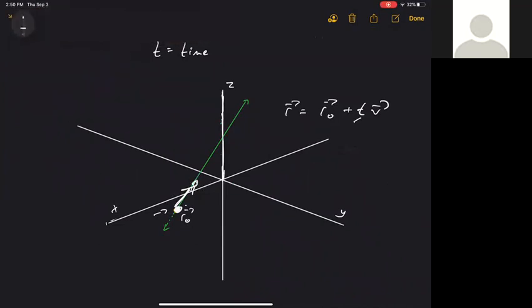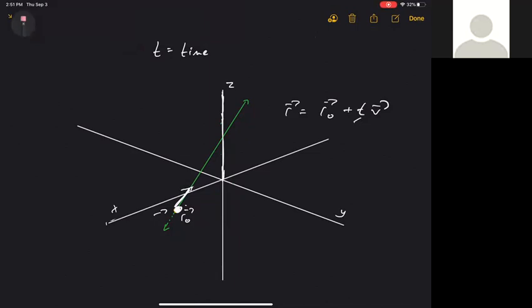So maybe at t1, I'm here. And then at t2, I'd be a bit further along, and t3. So I see as t is increasing, I'm moving this way. But that's not really important. If I had used a different vector as my parallel vector, I'd be at different points for different values of t.